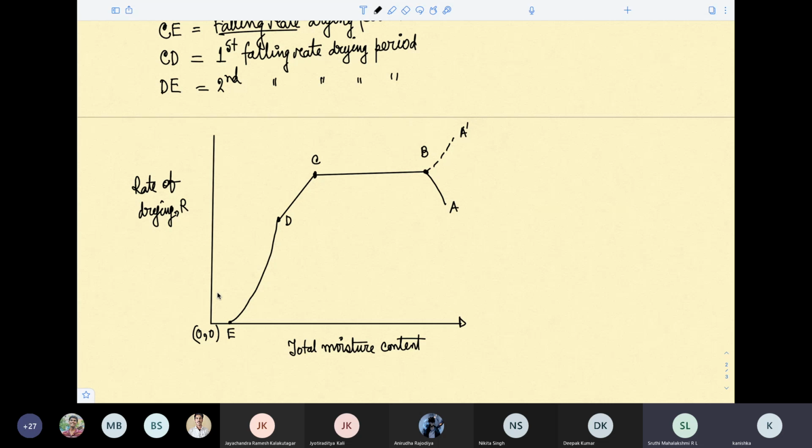Because after drying the free moisture content will be 0. But you cannot remove the total moisture. It will go up to the equilibrium moisture content. So this is actually XE. This is corresponding to XD. This is, let's say, XC.